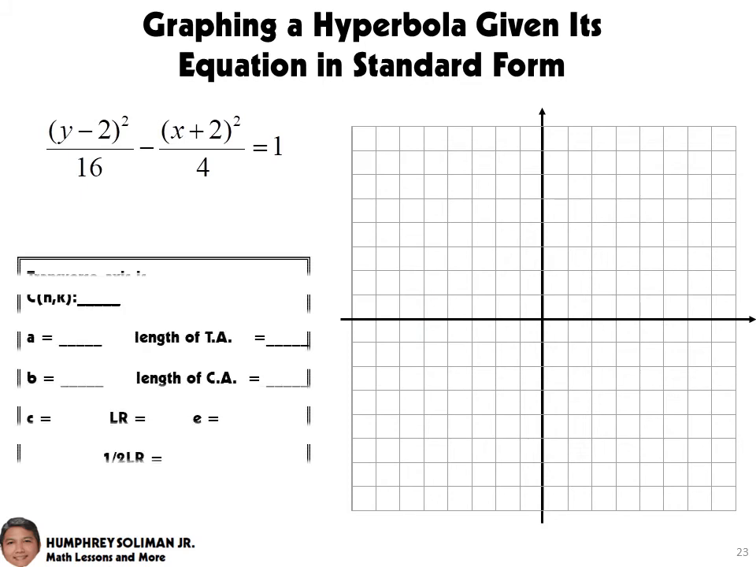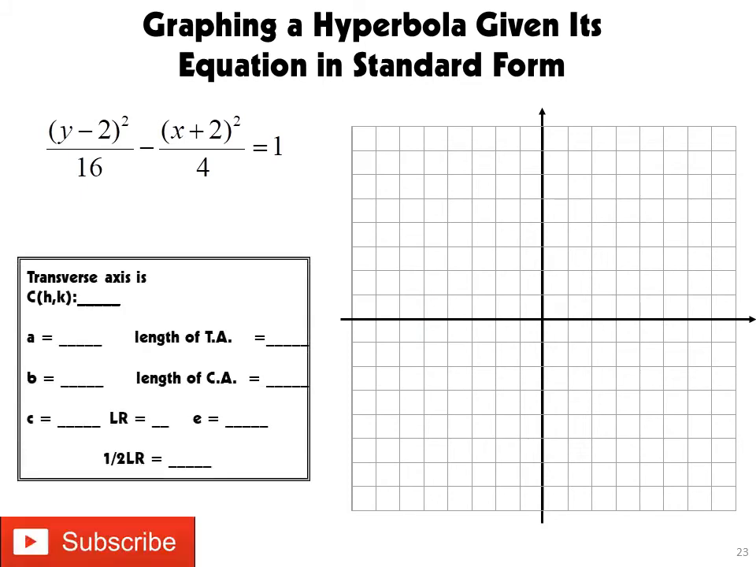Next example in graphing a hyperbola. We will graph the hyperbola given in standard form below. We will do this by identifying first the values we need to graph. The y quantity is positive, so the transverse axis is vertical. And the center is at (-2, 2).